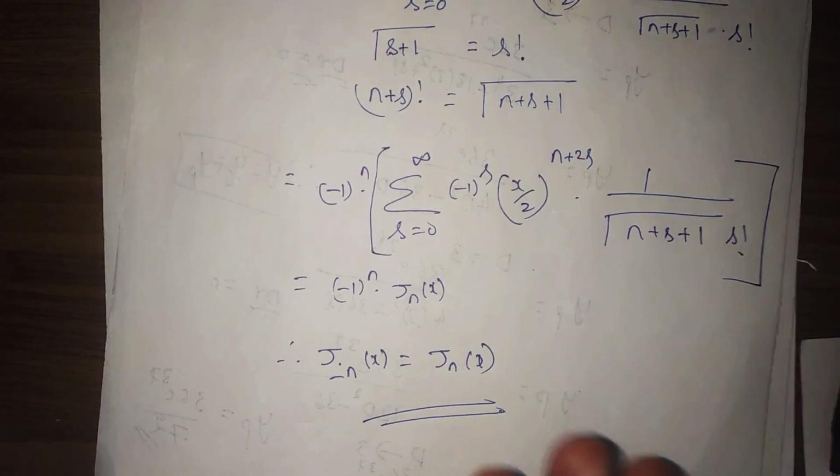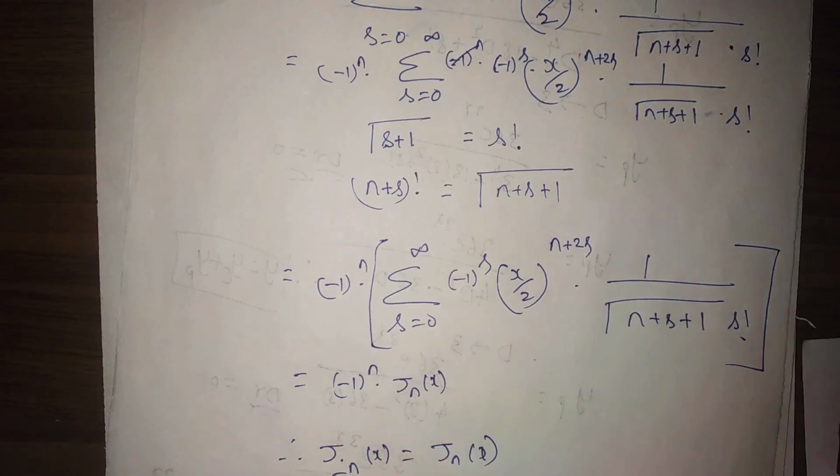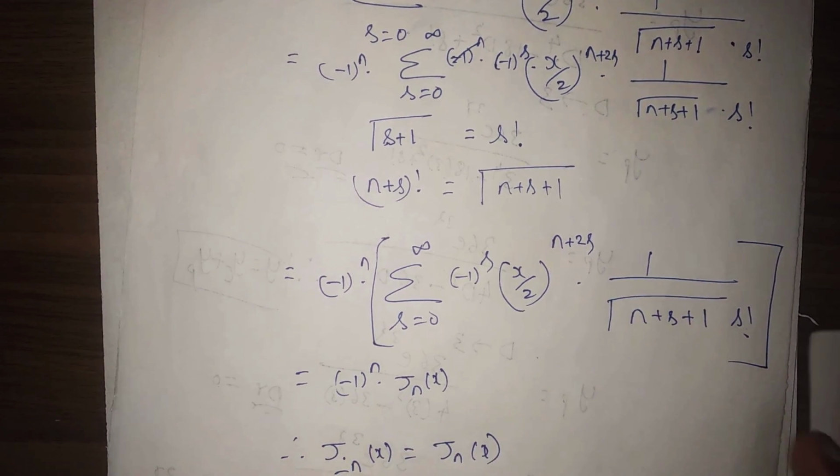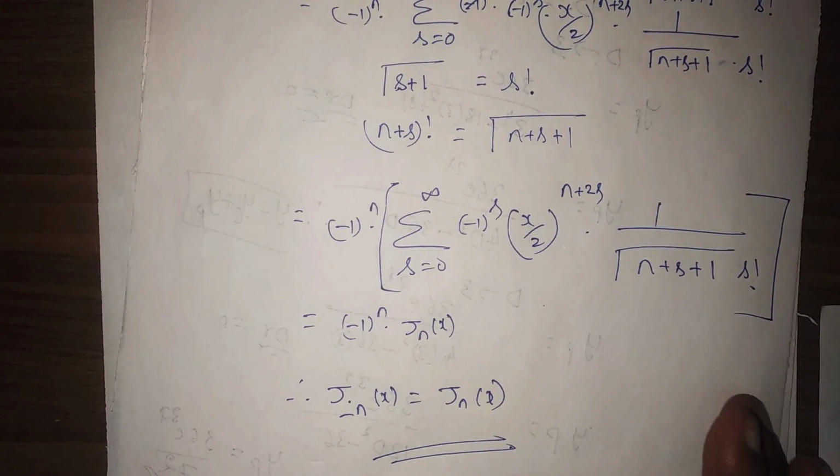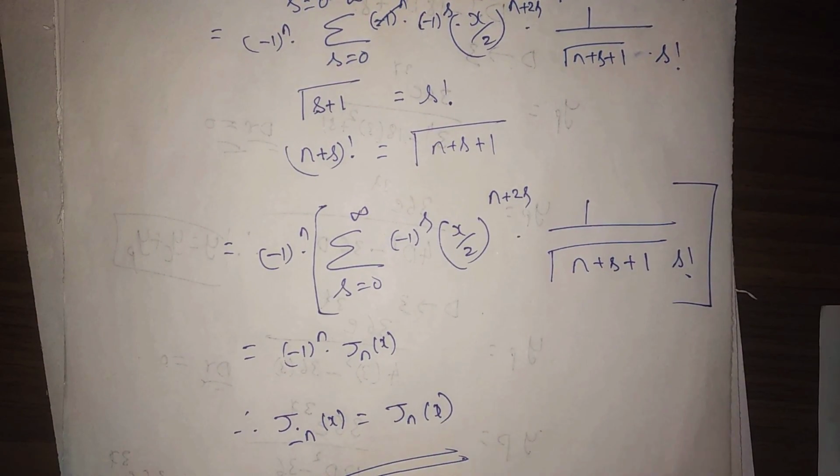Like this, we just follow the same procedure. You can rewind and pause the video wherever you didn't understand. You can follow this first property. In the next session, I will go with another property related to jn of x. Thank you.